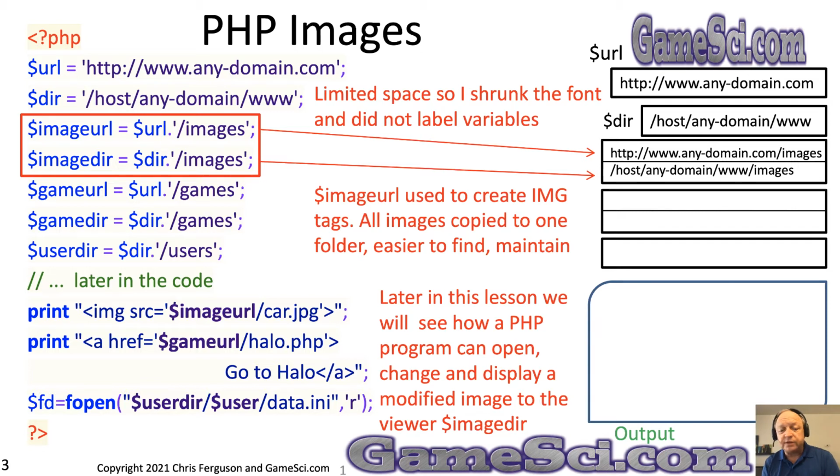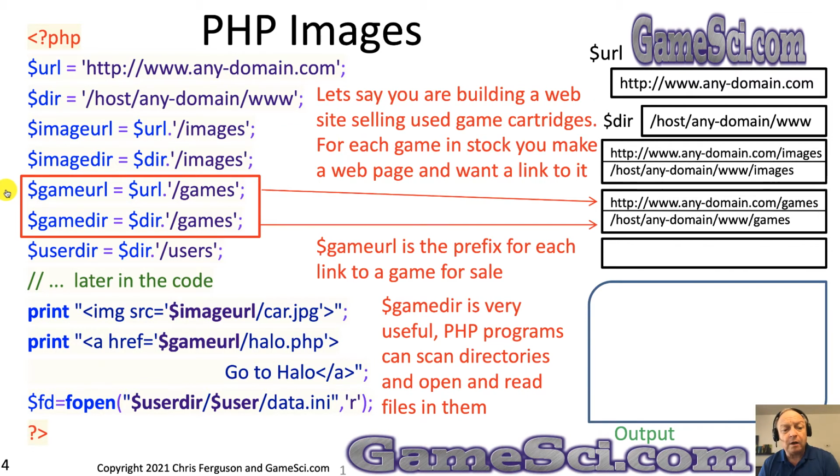Later in this lesson, we'll see how a PHP program can open, change, and display a modified image to the viewer with $image_dir. $GameURL equals $URL dot /games. $GameDir equals $dir dot /games.